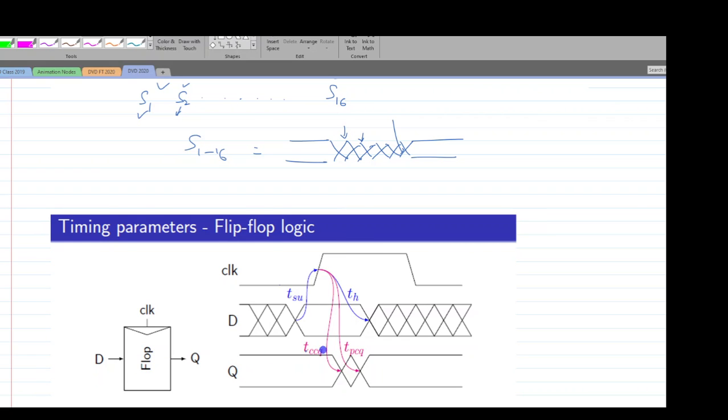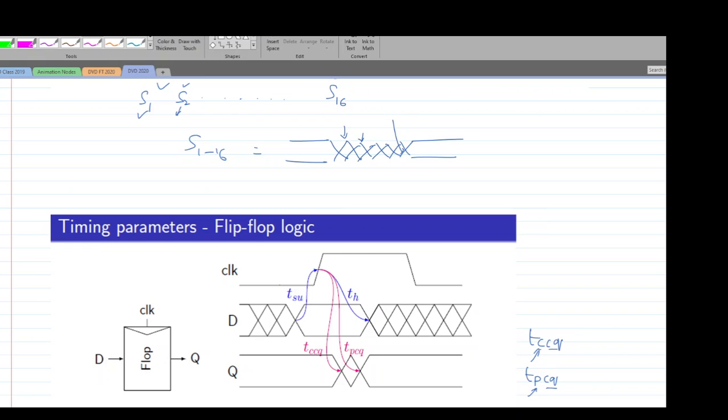Okay, yeah. So basically we have two types of delays, and we generally denote the contamination delay as tCCQ, contamination clock to Q. So the first C represents the contamination part and CQ denotes the clock to Q delay. Similarly, tPCQ denotes that we are talking about the propagation delay, which is the maximum delay from the clock to the output getting modified, the delay between the clock and the output signal.